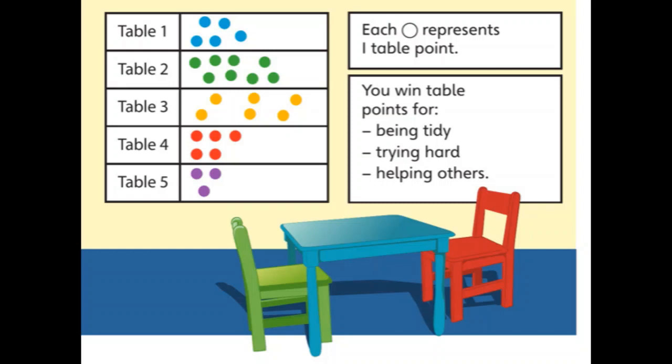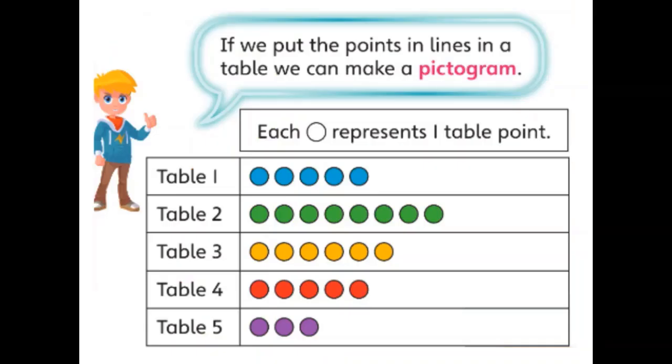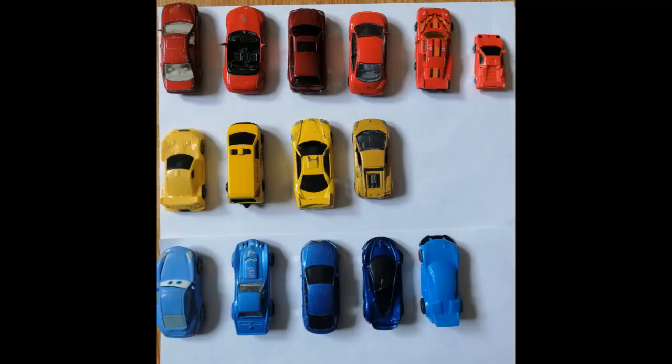If we put the points in lines in a table, we can make a pictogram. There are 6 red cars, 4 yellow cars and 5 blue cars. We are going to create a pictogram to show this information.